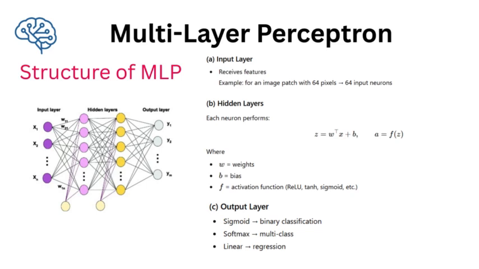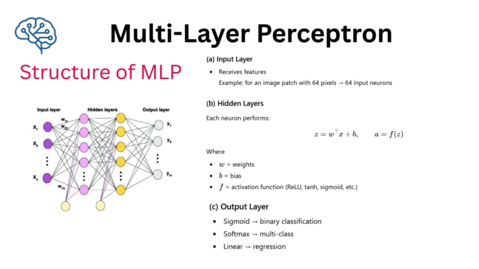Each neuron in a hidden layer performs two steps. First, it computes a weighted sum z equals w transpose times x plus b. Then it applies an activation function a equals f of z. Here w represents weights, b is the bias, f is an activation function like ReLU, tanh or sigmoid.